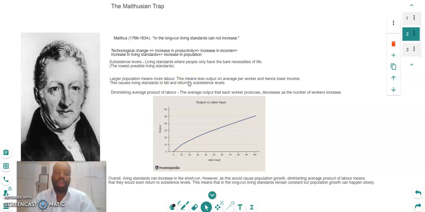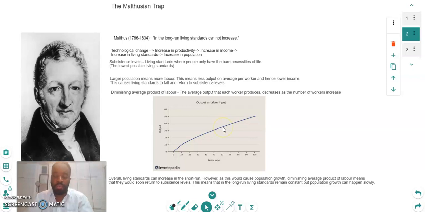However, this also means that the average amount of output per worker is going to decrease. This is because of the concept of diminishing average product of labour. This is where the average output that each worker produces decreases as the number of workers increases. Obviously, if we increase the amount of labour, we're going to get an increase in the amount of output. However, this increase in output is going to be relatively smaller than the increase in the amount of labour. As you can see here, when the labour is 30, this produces an output of 20. However, when the labour is 60, it doesn't actually produce an output of 40, it produces an output of 35.